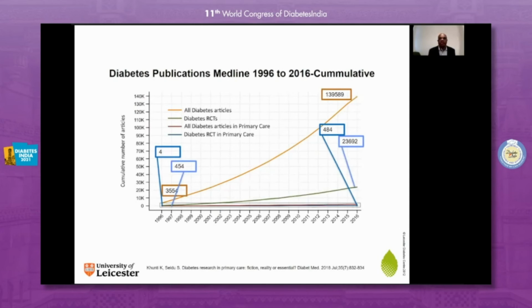And as you can see from this curve, over the past 20 years, there has been an exponential rise in all the diabetes articles published. And indeed, for diabetes articles in randomized control trials has been rising as well. You compare those two curves to the corresponding curves in primary care, and you can see that over the past 20 years, that has been flat. So investment in primary care research has been lacking behind that of specialist centers.